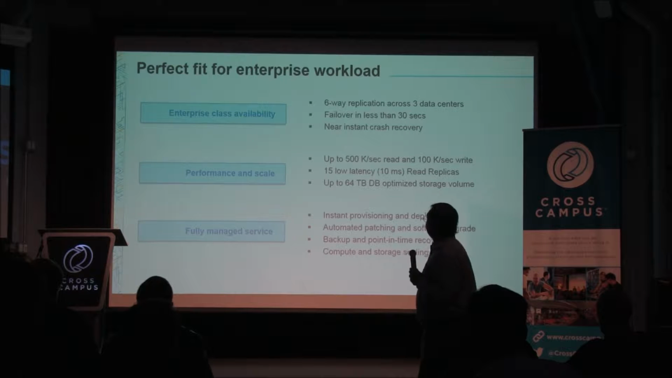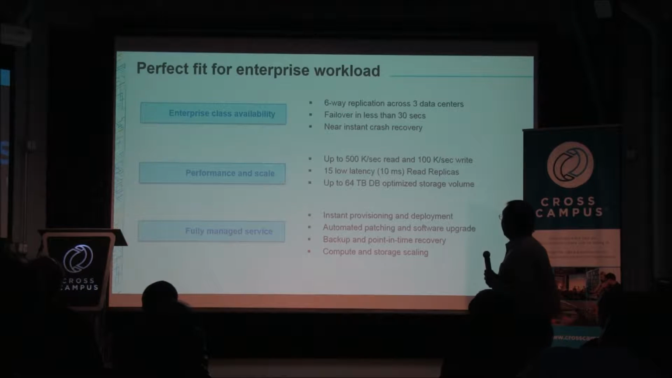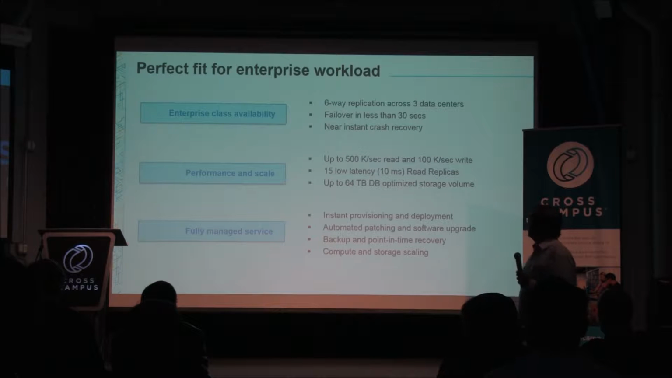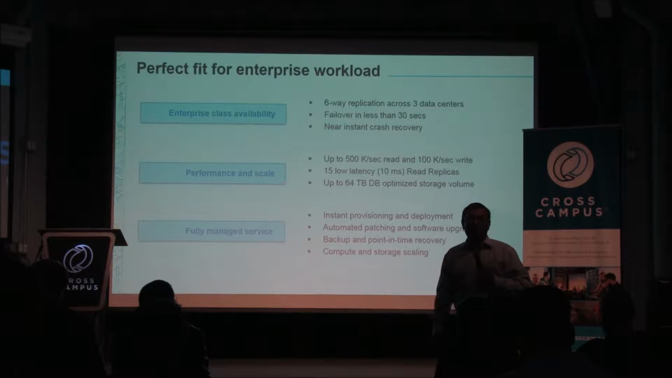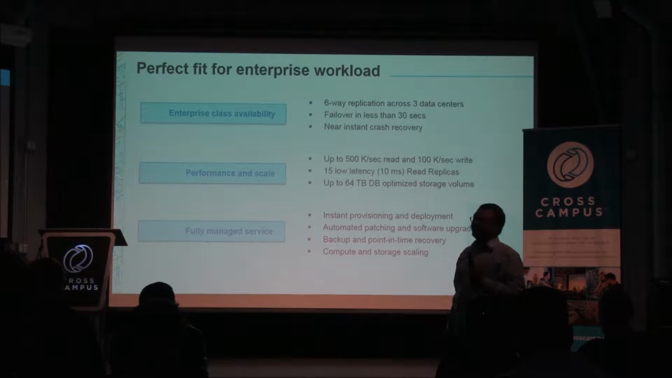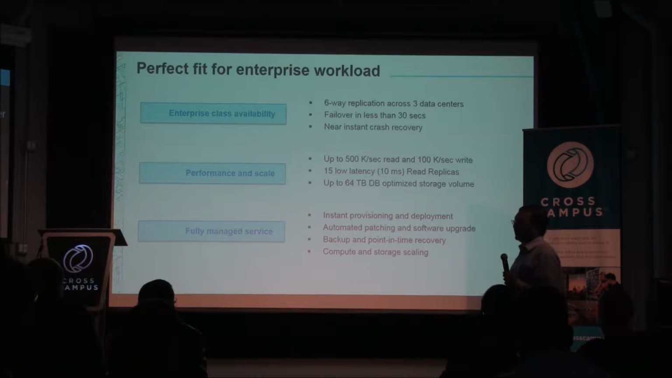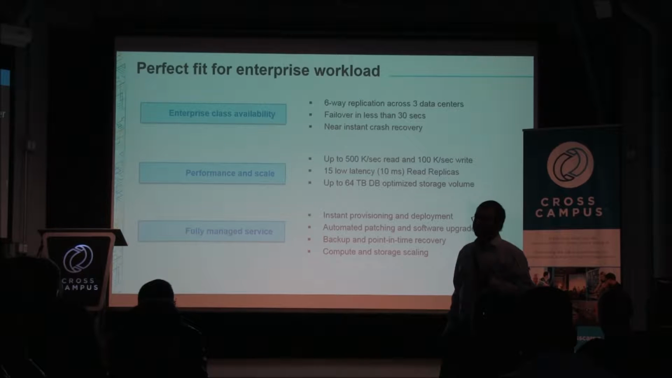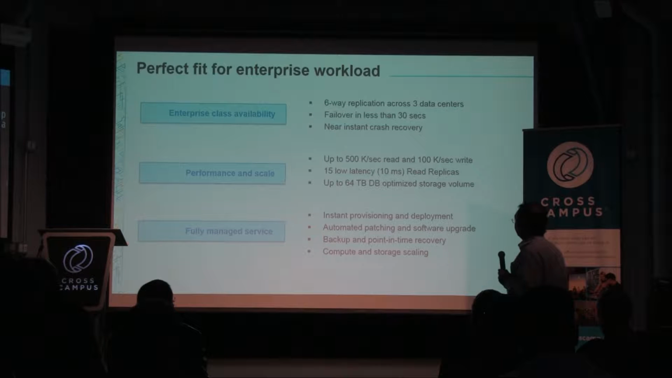Now, why is this different from what you have seen in the past, both on-prem and cloud? We have enterprise class availability. What we do is replicate our data 6 ways across 3 availability zones. So even if we have a complete outage of an availability zone, which means a data center, you still have full read and write availability. We can fail over in less than 30 seconds. Crash recovery is near instantaneous, and I'll get into some of the details, but these are the takeaway points so that you know what we are doing.